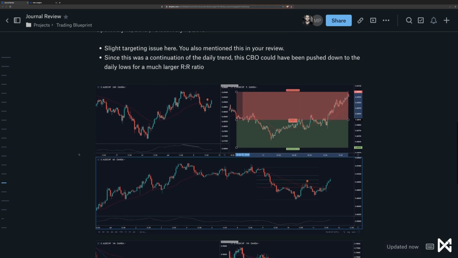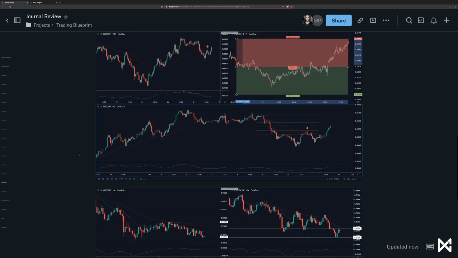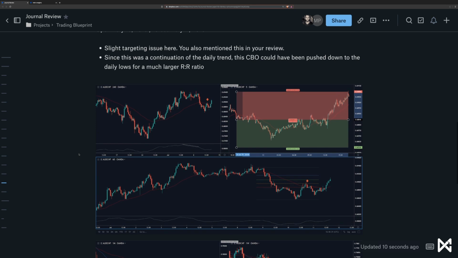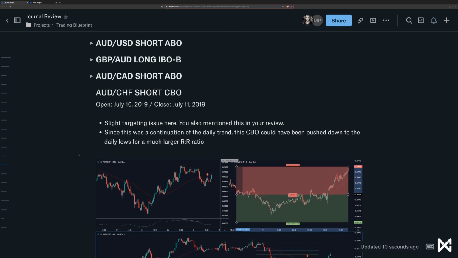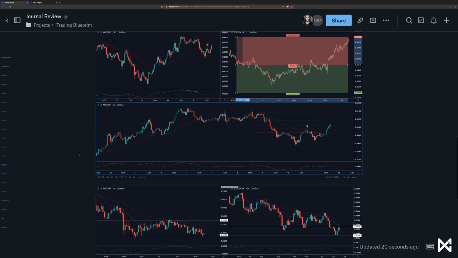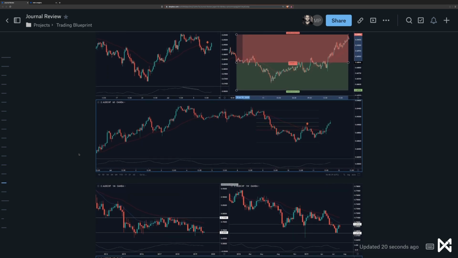And yeah, so let's dig into this. Slight targeting issue here. You also mentioned this in your review. Since this was a continuation of the daily trend, this CBO could have been pushed down to the daily lows for a much larger reward risk ratio. The trade ended up being a loss either way, but potentially it could have been pushed farther.